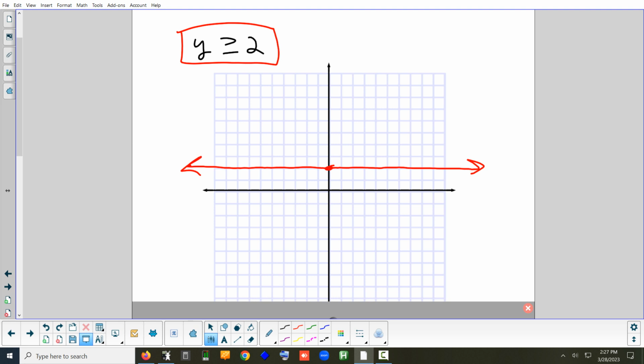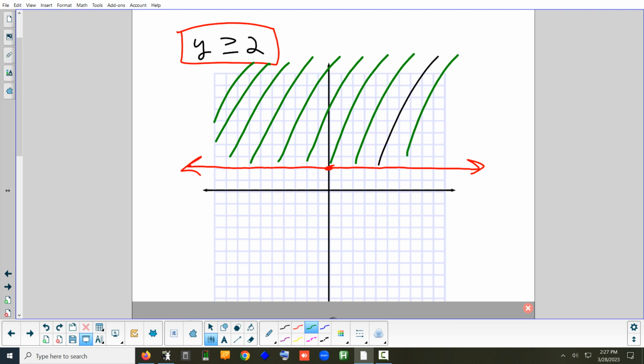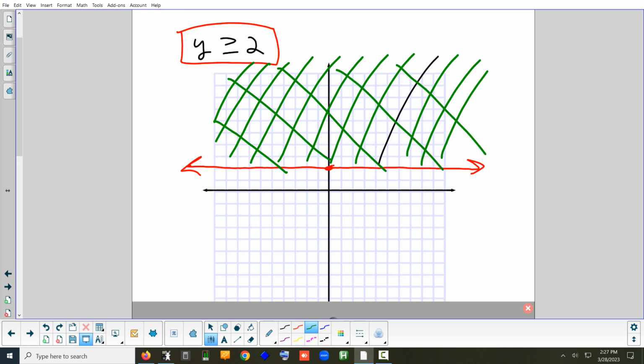So it's a horizontal line at the number they tell me. And now the symbol is greater than or equal to. Is that shade above or shade below? Yeah, above. So what we're going to do, I'm just going to go like this. So that's shaded above. So I think the special case, even though it's a special one, it's easier because you don't have to do the slope and the intercept. You just draw a line at that number and then shade.